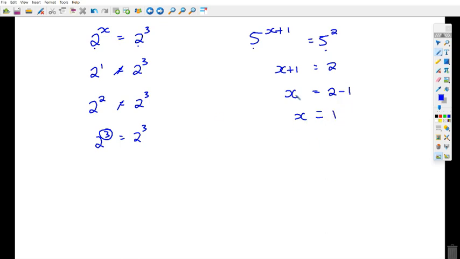Now how do I check if I'm right, guys? I take whatever I found my value of x to be, which is 1, and I just substitute it back into my question. So I've got 5 to the power of 1 plus 1. Is 1 plus 1 2? Yes, so I've got 5 to the 2, 5 to the 2. Those are equal. I know that I'm right. So please always check your equations. It's very easy to check an equation. If you substitute this into your question and you get your left-hand side equal to your right-hand side, then you know you're right. You don't have to go back and retry or anything like that.